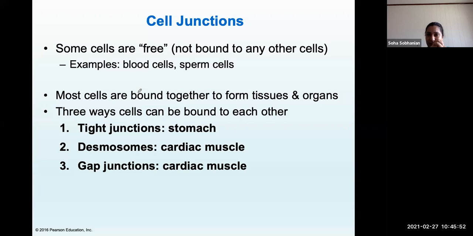I use what? I use my tight junctions, correct. Not all the junctions, just the tight junction, which basically doesn't allow anything to pass through.